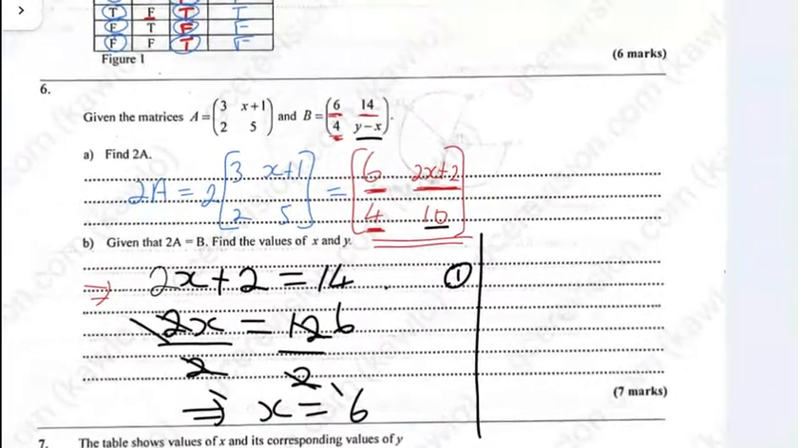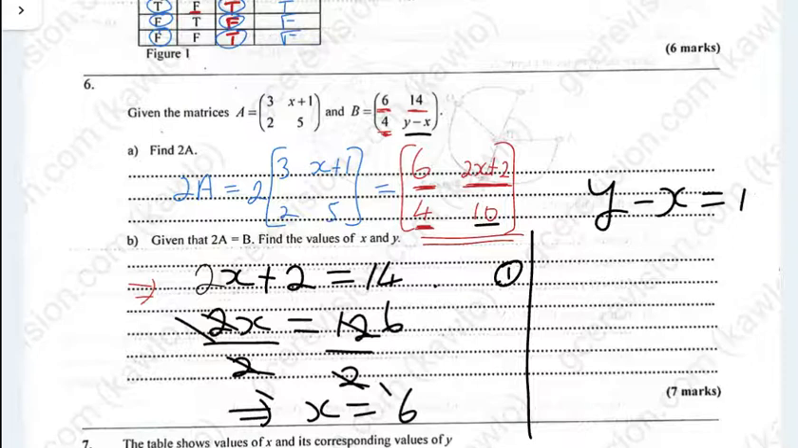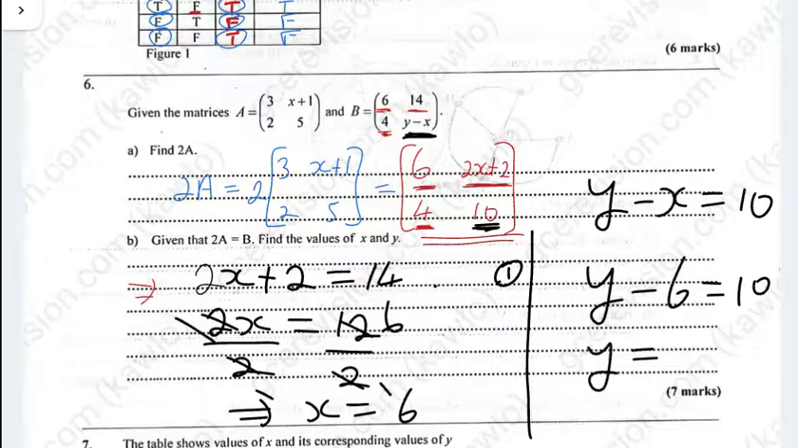Now for the second equation, we know that y minus x equals 10. Because this is 10 here and this is y minus x. But we know the value of x to be 6. So this implies that y minus 6 is equal to 10. And y will be equal to 6 plus 10, 16. So the value of y is 16. So we have moved from matrices to simultaneous equations, using the property known as equality of matrices.